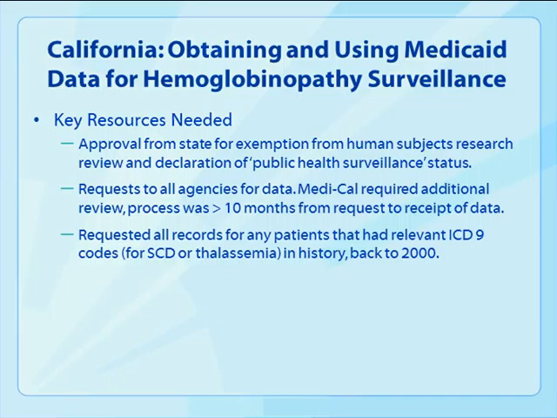So as far as key resources needed to obtain the Medi-Cal data, first we needed to obtain an IRB exemption from the California Committee for the Protection of Human Subjects. Since the activities were not considered research and in fact were considered surveillance, we actually didn't have any contact with human subjects. Second, the Medi-Cal program required an additional review process by their own data and research committee.